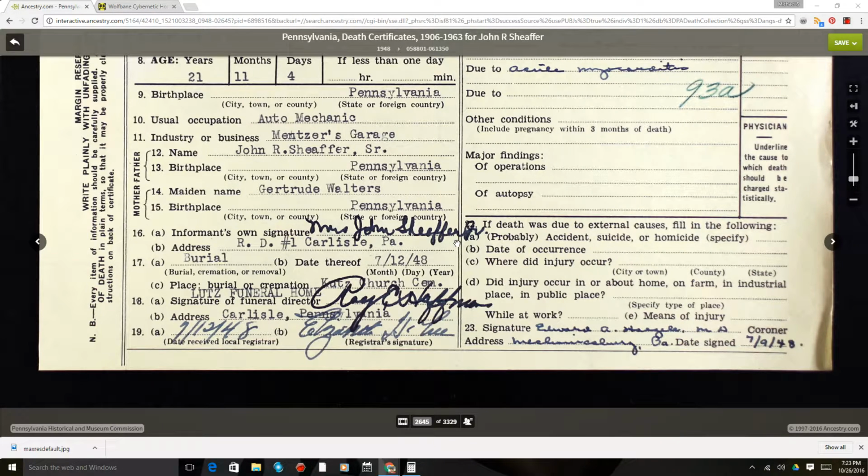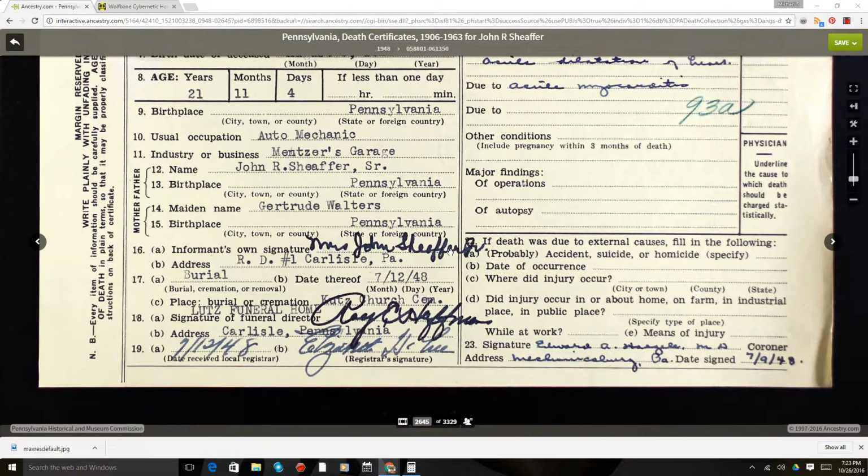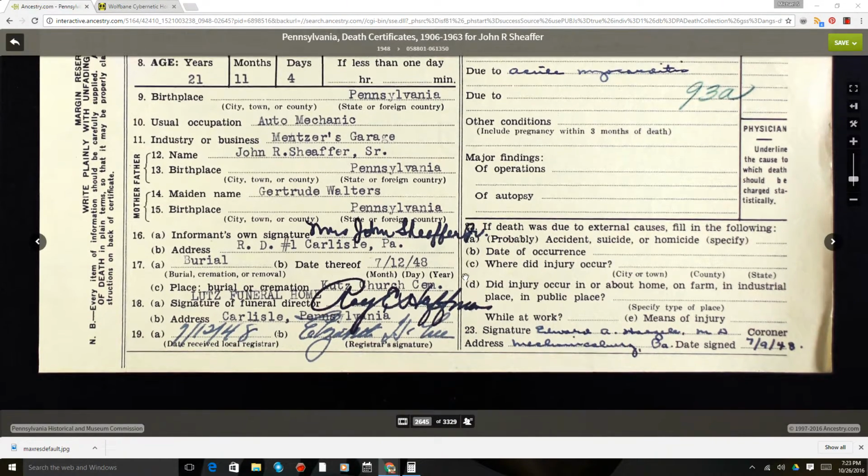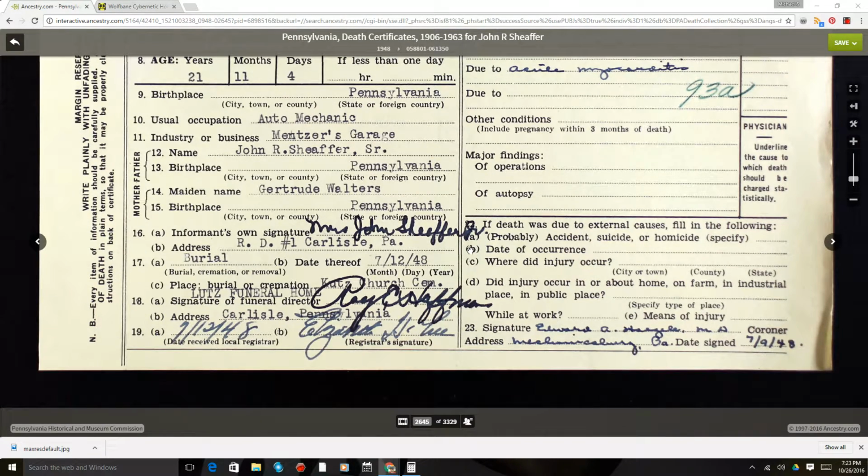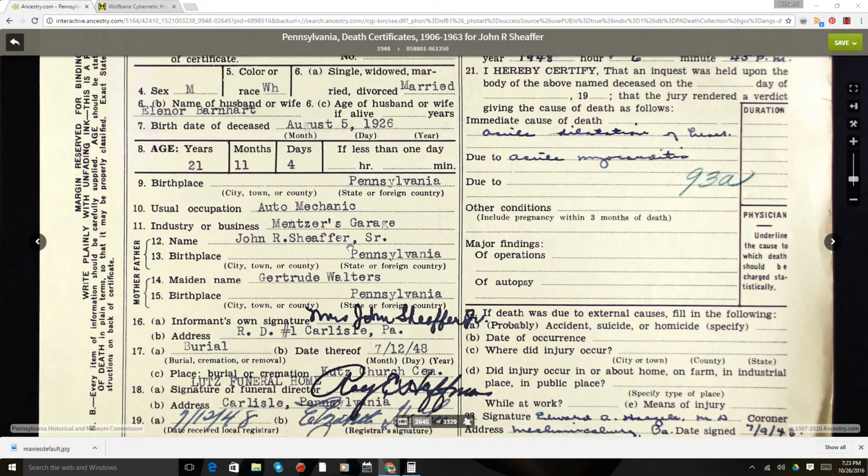I assume that could be... Look to be junior to me. And if that's the case, that would be his wife, and that could be senior as well. Yes, and then we look at the address. The address is RD1 Carlisle, so that tells us a lot.